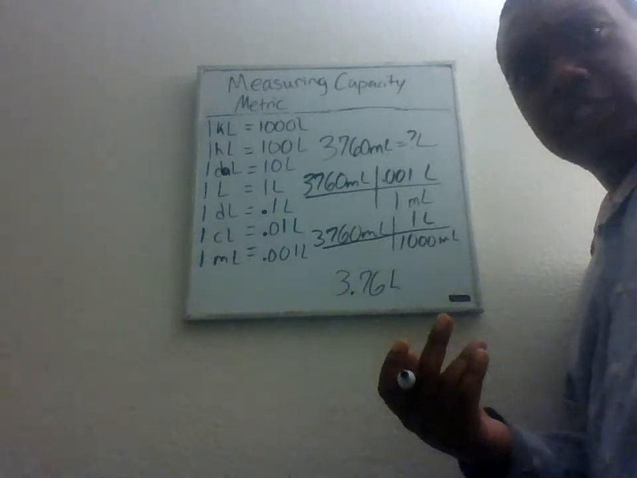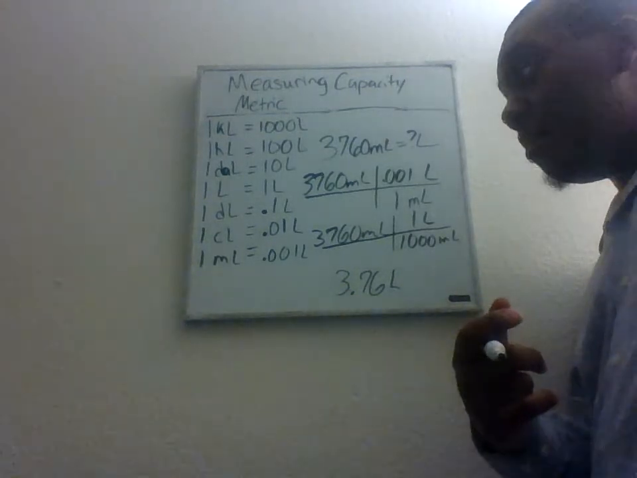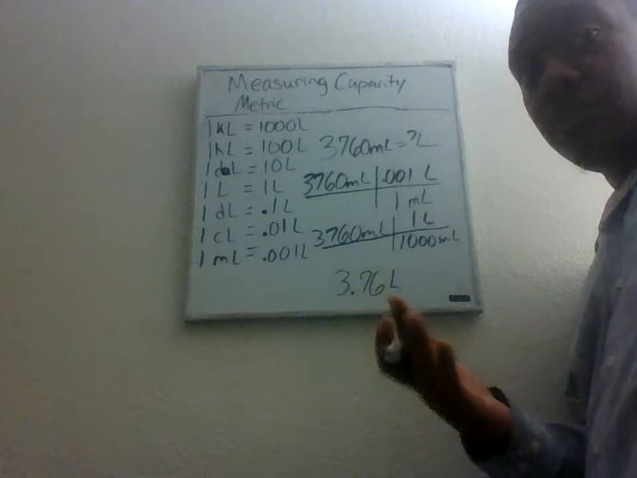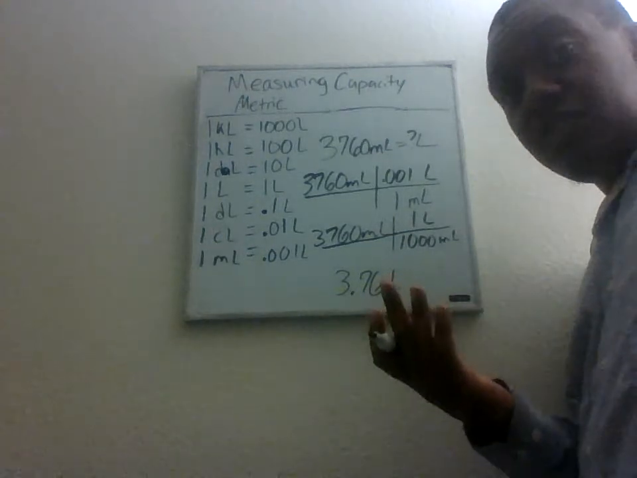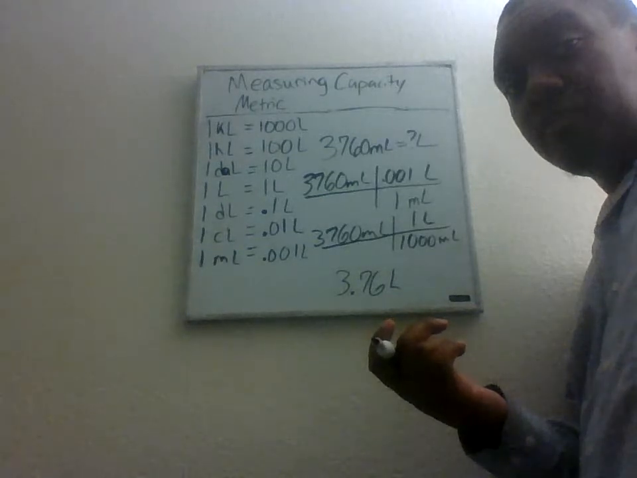That was in the customary system, Mr. Stevens. What are you talking about? We're doing metric now. That's right. But because a lot of people in the world do different things, they use different units of measurements. You have to understand the two and how to go between them.